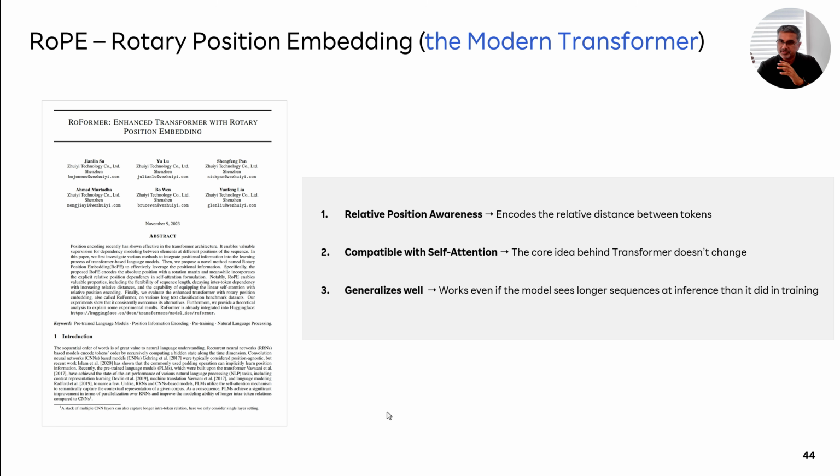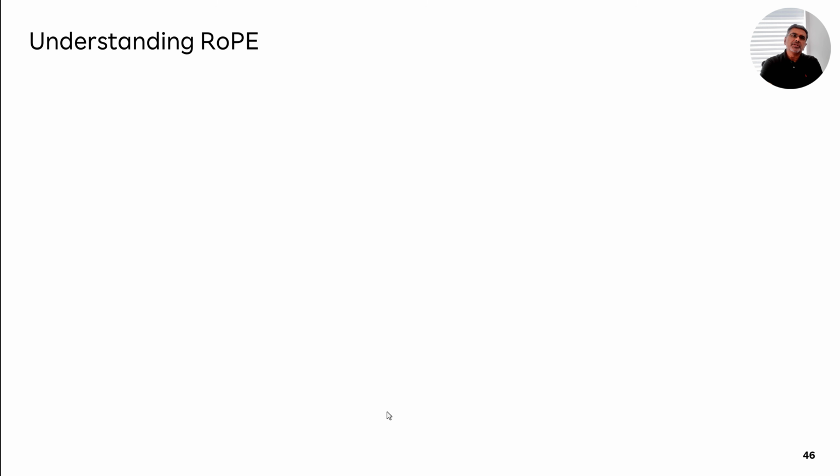And number three, it generalizes well, which means that regardless of how long your training sequences are, even for very long inferences, it works well. And I'll explain to you how that happens. Other tutorials miss that, but I'll explain to you why it generalizes well. So let's try to understand ROPE. Let's start with intuition first.